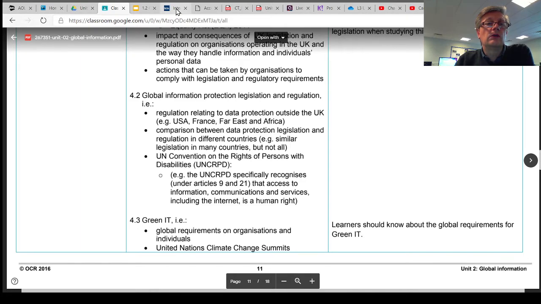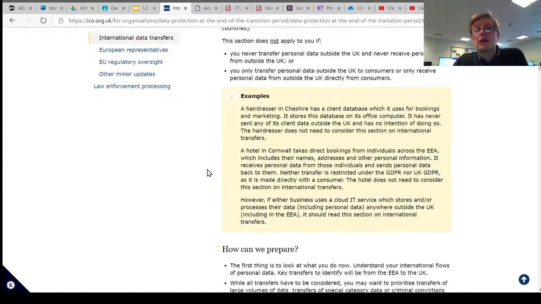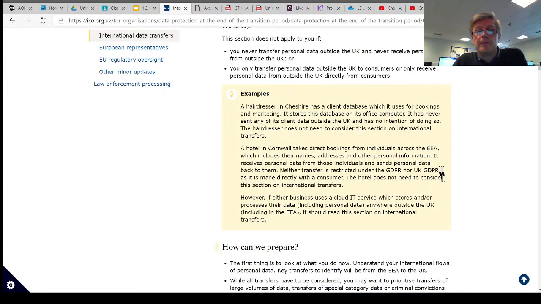So we go to the ICO, the Information Commissioner, to see what we do if we have to send information or receive information or process information in countries that don't have any Data Protection Act or GDPR, any laws in place. And this whole section here deals with international data transfers. And it gives you examples of what these things might look like.